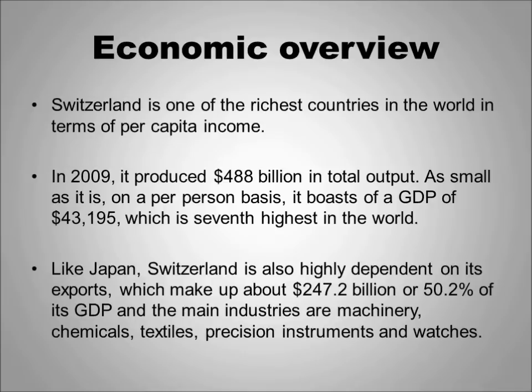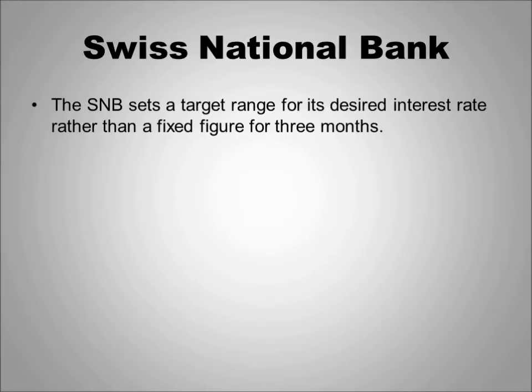Also, like Japan, Switzerland is highly dependent on its exports, which make up about 247.2 billion, or more than half its gross domestic product. So what we're dealing with is a country that doesn't have many natural resources of its own. The size is small, but what Switzerland exports is very important to their economy, because their exports are what make their currency, the Swiss franc, strong.